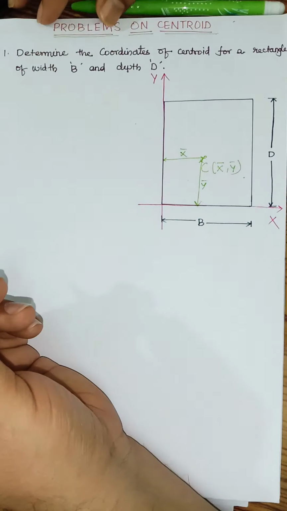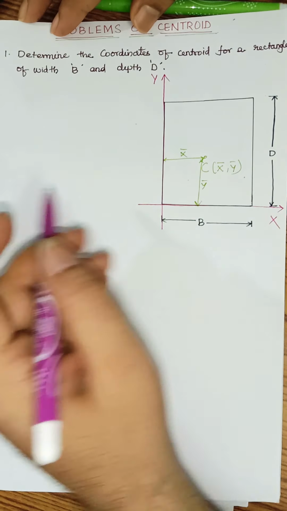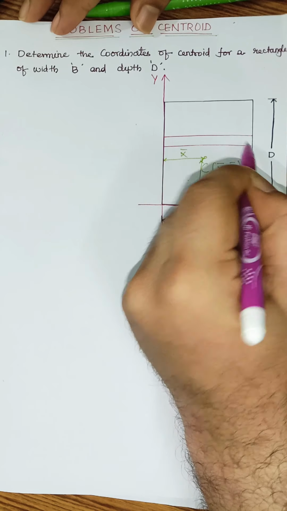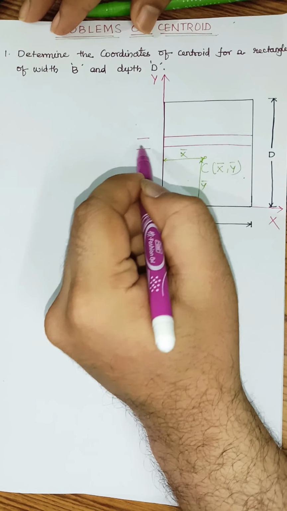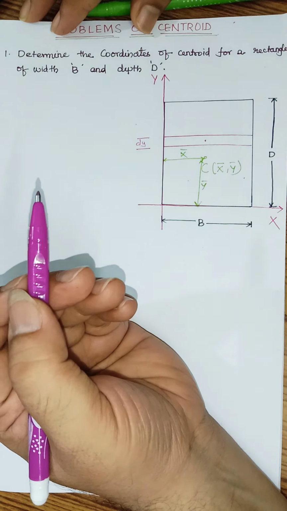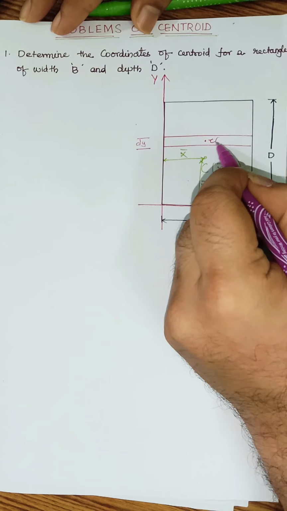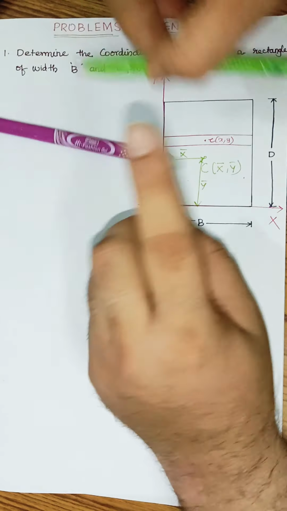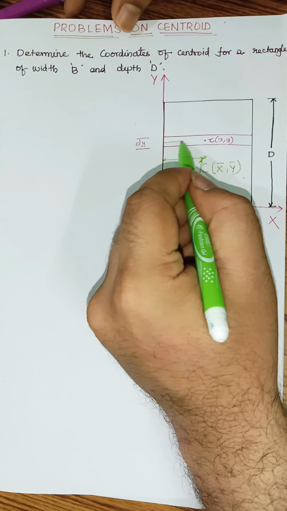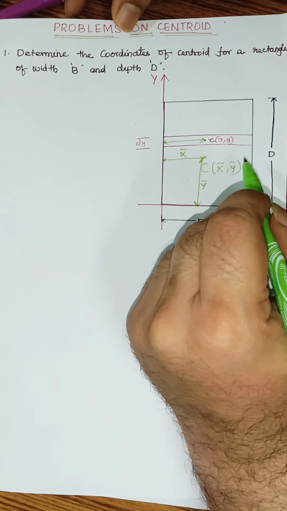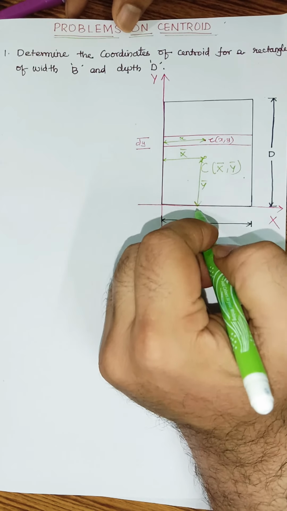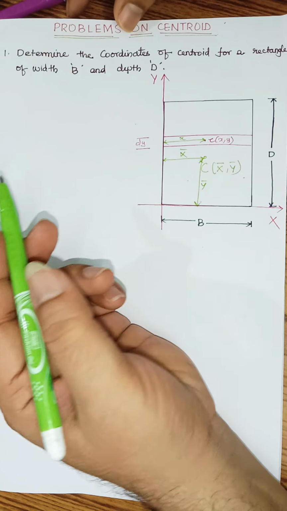Now to solve the problem, I'm assuming that there is a horizontal elementary strip. I'm considering the horizontal elementary strip here. This horizontal elementary strip has a thickness of dy and it has its own centroid c, small x and y, where this x refers to the distance from the reference y-axis and small y refers to the distance from the reference x-axis.